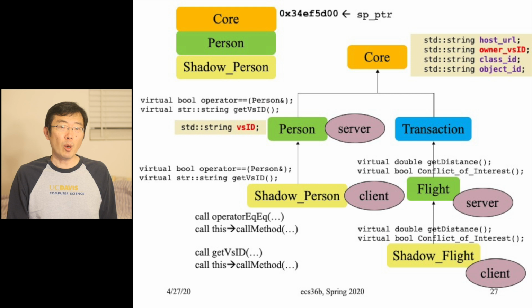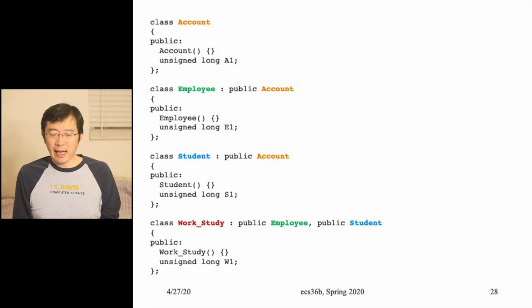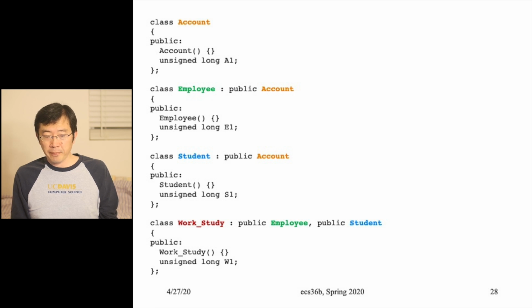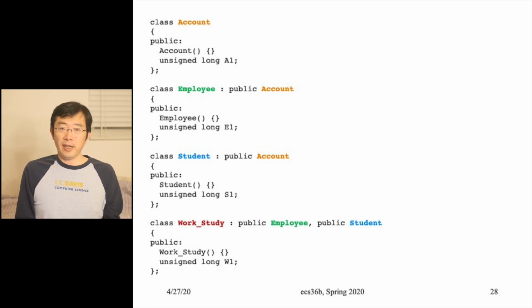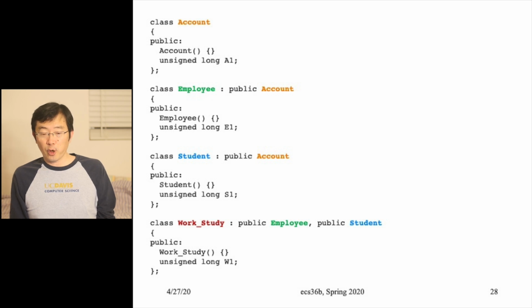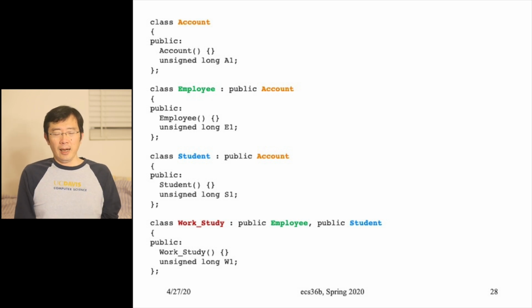Now I want you to take a look at this program. This is a program about multiple inheritance. It has 4 different classes: account, employee, student, and work study. Employee inherits from account, and student also inherits from account. Then work study does multiple inheritance, inheriting simultaneously from employee and student. That's the class hierarchy with multiple inheritance.